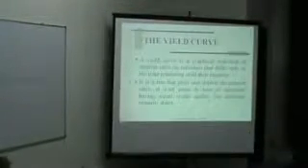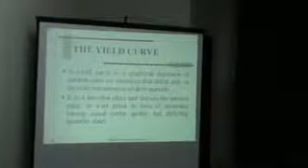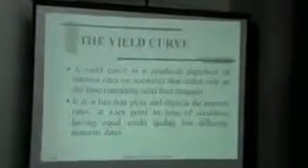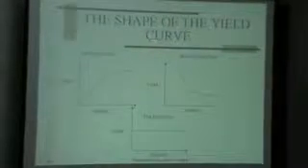Okay, yield curve. A yield curve is a graphical depiction of interest rates on securities that differ only in the time remaining until they are measured. So basically, what we do in the yield curve, we plot. Okay, this is a yield curve. Now we have yield, which is return on investment, and maturity. So this shows the relationship between these two, that what will be your return on investment as compared to your maturity.